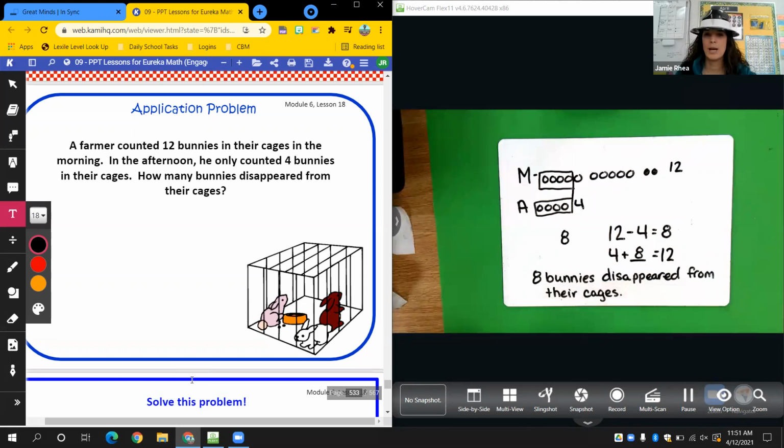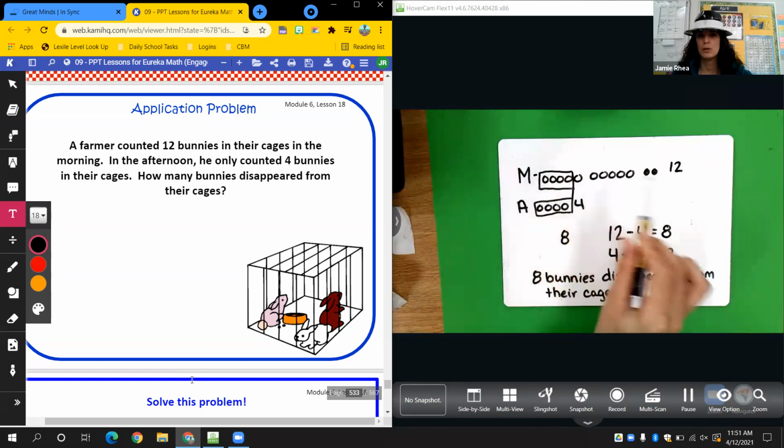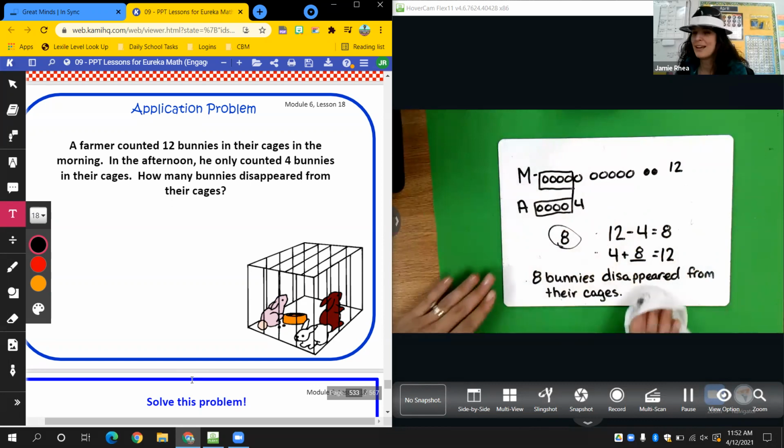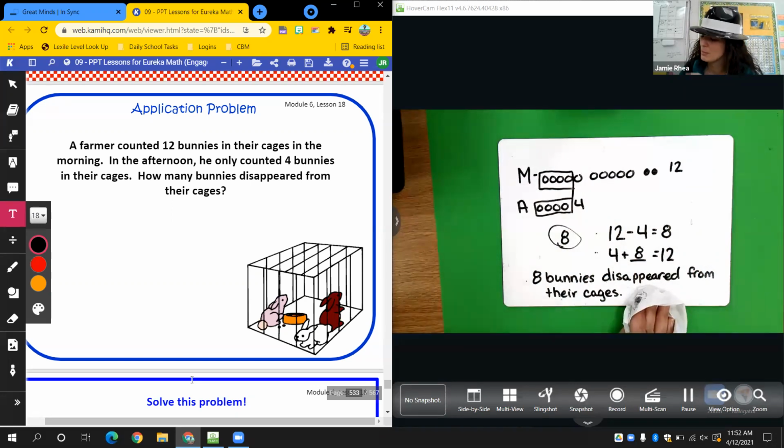All right, let's go back and check. Did we draw it out? We did. We showed 12 bunnies in the morning, 4 in the afternoon. We made number sentences to show how we solved to get our 8. And then we wrote a statement to answer our question. How many bunnies disappeared from their cages? 8 bunnies disappeared from their cages. So detectives, we have solved the mystery of how many bunnies disappeared. We just don't know where they went. But that's not the kind of detectives we are, because we're only number detectives.